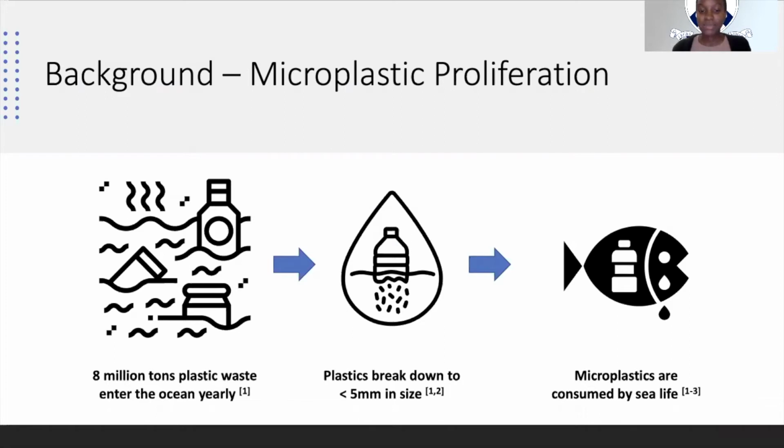These plastics break down into smaller particles of less than 5 millimeters in size, and they're then classified as microplastics. Once these are in the ocean, you can imagine they can be ingested by aquatic life, and then any other organism which consumes fish, which is part of the food chain, may be affected.